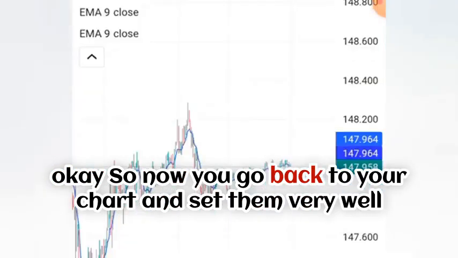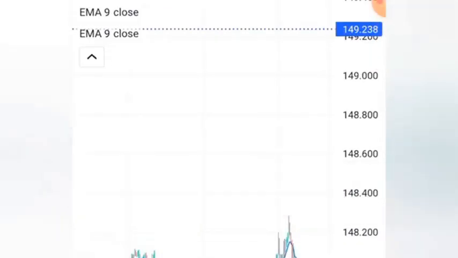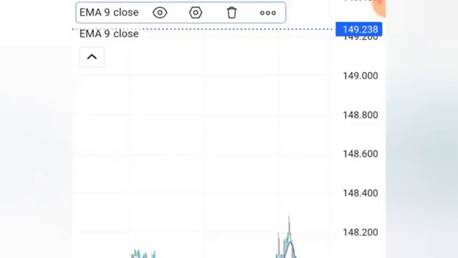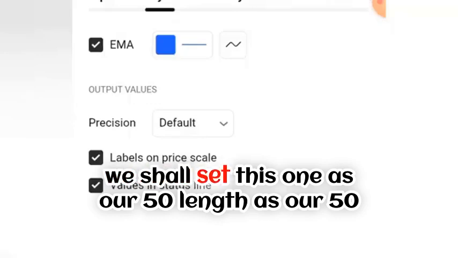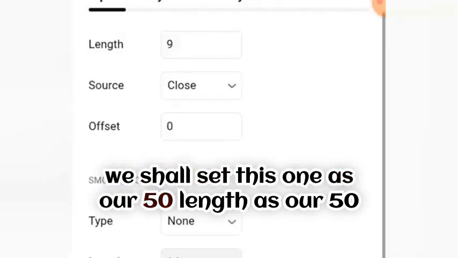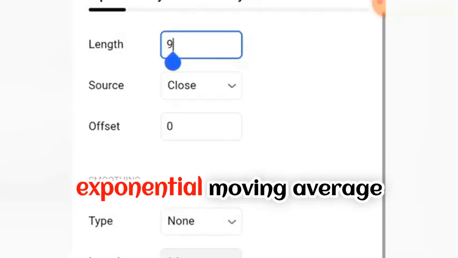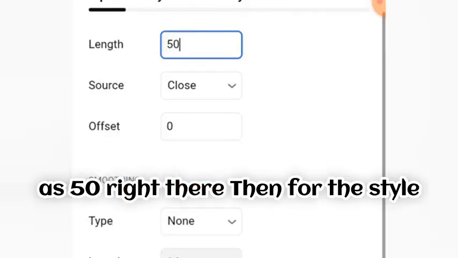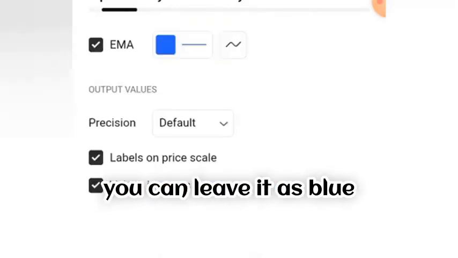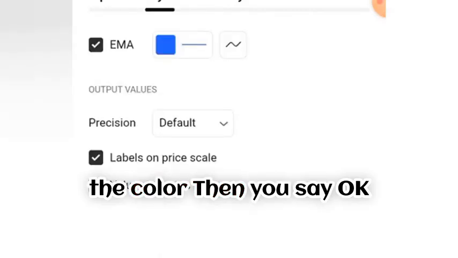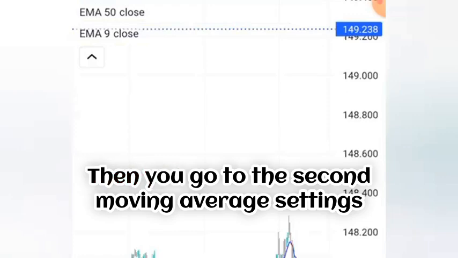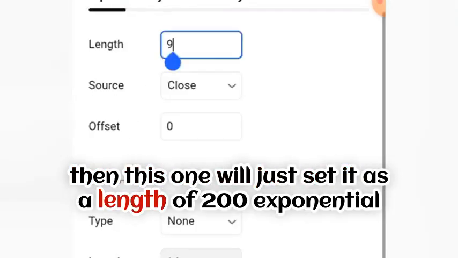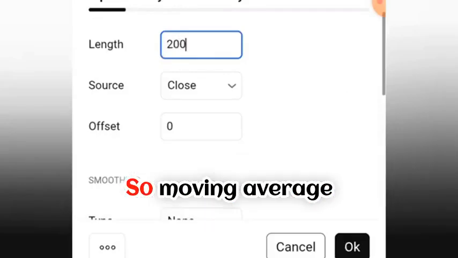Okay, so now you go back to your chart and set them up. You tap on the first moving average up there and go to settings. We shall set this one to a length of 50, as our 50 exponential moving average. For the style, you can leave the color as blue. Then you say okay and go to the second moving average settings. This one you will just set to a length of 200 exponential moving average.